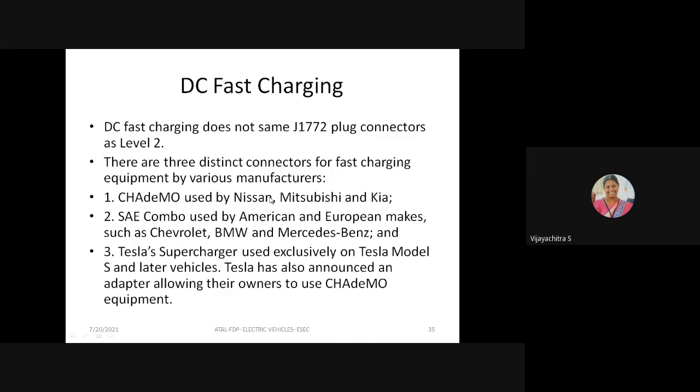CHAdeMO is used by Nissan, Mitsubishi, and Kia. The second one is SAE Combo, which is used by American and European makes like Chevrolet, BMW, and Mercedes-Benz. The third one is the Tesla Supercharger, used by Tesla Model S and later vehicles. Tesla has now announced an adapter allowing owners to use CHAdeMO equipment also. Since CHAdeMO is somewhat less in cost, an adapter is required for the supercharger, so Tesla introduced an adapter which allows the use of CHAdeMO. These are the 3 chargers.